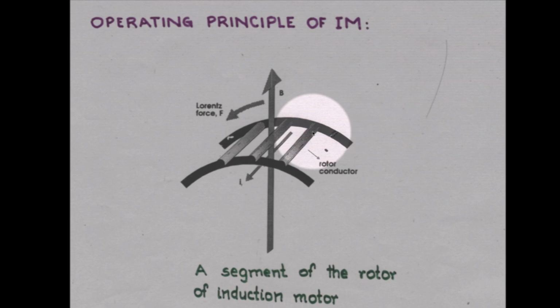The rotor current flows through the rotor conductors, this is IR, and due to the currents flowing in the stator, there is an axial flux B that is developed. This axial flux B and the rotor currents interact to produce the Lorentz force, and this Lorentz force is the one which makes the rotor conductors, rotor bars, rotate, and hence the shaft of the induction motor. So this is the torque production principle.